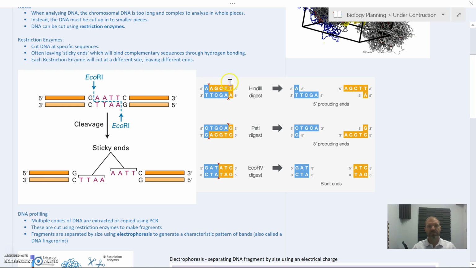So whatever sequence we're looking for, try and find a matching restriction enzyme that can cut at that sequence, and therefore we can cut DNA in specific places. Not everywhere, of course, but wherever those sequences are, match it up with the right restriction enzyme, and you can cut DNA up into pieces. So that's a key one there.